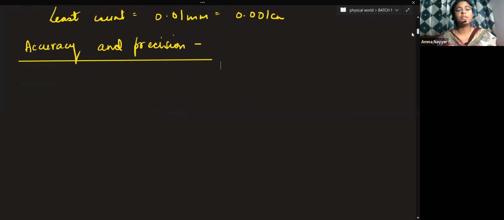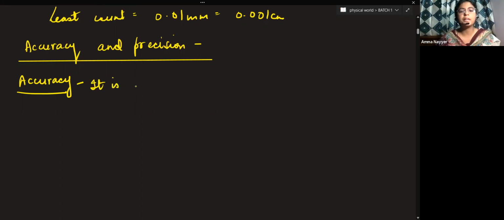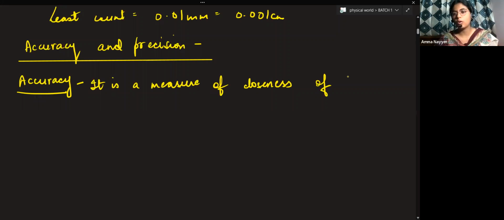So accuracy means what? Let's discuss first accuracy. Accuracy is a measure of closeness of true value. True value means what's the actual value.